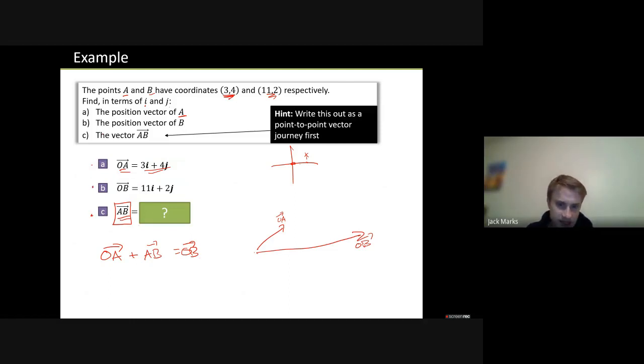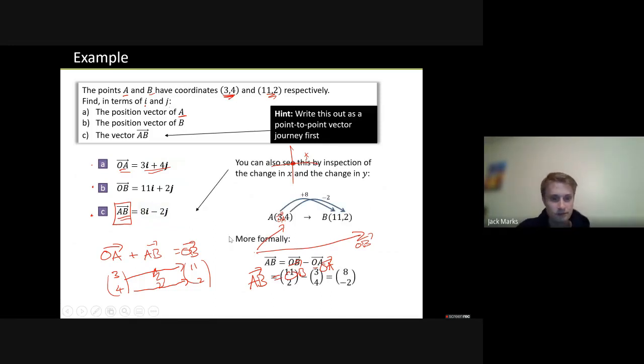Now it's much, much easier to see that I could write OA as (3, 4). OB, I could find as (11, 2). And I could inspect how much I need to add on to get here. Or I could rewrite this as AB is equal to OB minus OA. That's another way I could do it. And I'll get my answer of (8, -2). I do heavily recommend this, because this is quite important as the questions get more difficult.